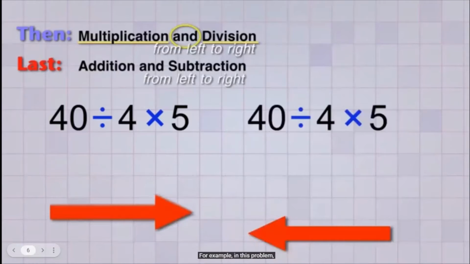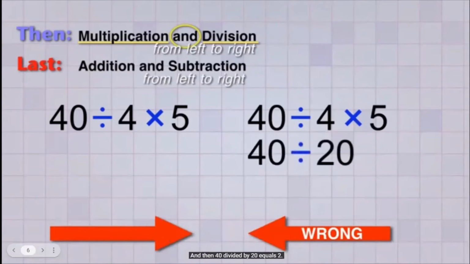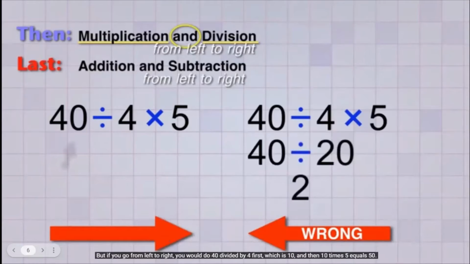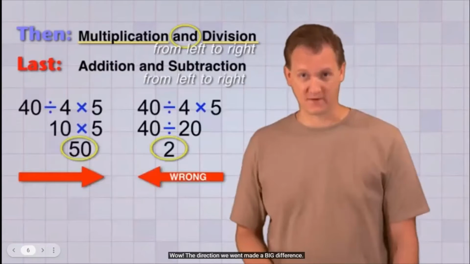For example, in this problem, if you work from right to left the wrong way, you would do the 4 times 5 first and get 20. And then 40 divided by 20 equals 2. But if you go from left to right, you would do 40 divided by 4 first, which is 10. And then 10 times 5 equals 50. Wow, the direction we went made a big difference.